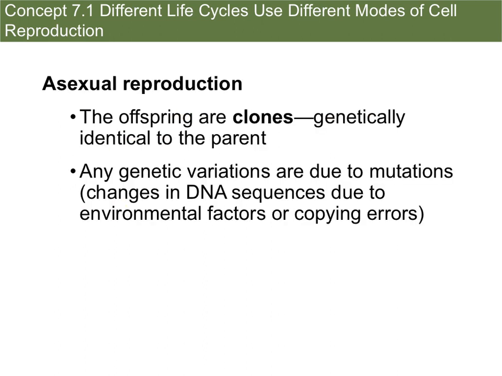So the first type of reproduction is asexual reproduction. This happens when there is only one parent involved. So the offspring is going to be a clone, which is genetically identical to the parent. Now, because these offspring are clones of the parent, any genetic variation that occurs in the offspring is going to be caused by mutations. Okay, these mutations are changes in DNA sequences due to environmental factors or copying errors.